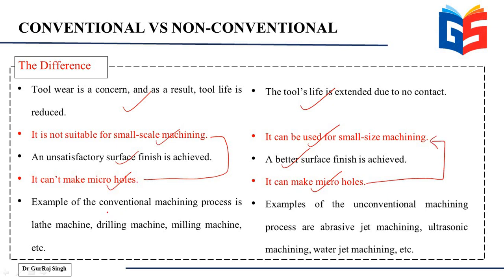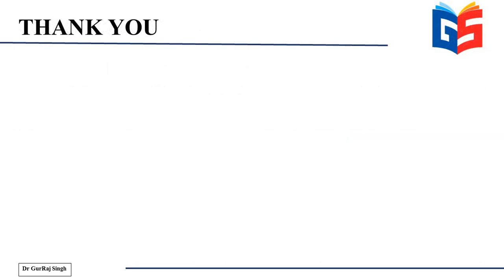And examples of conventional methods, well, we've already discussed lathe, drilling, milling. So these are the traditional machines, I'd rather say. And in the case of non-conventional or unconventional machining methods, you have processes like abrasive jet machining, ultrasonic machining, or water jet machining. So there are many methods that we'll be taking on in the coming classes. So this is a basic introduction to conventional versus non-conventional machining. And in the coming lecture, we would be discussing all the methods that are used in the non-conventional processes in much detail. Thank you.